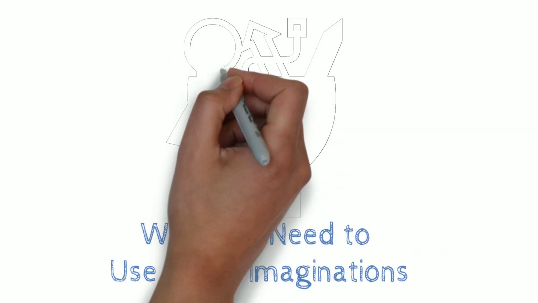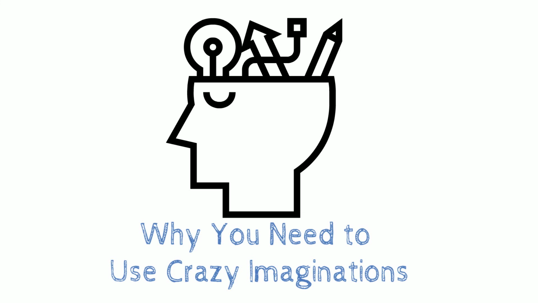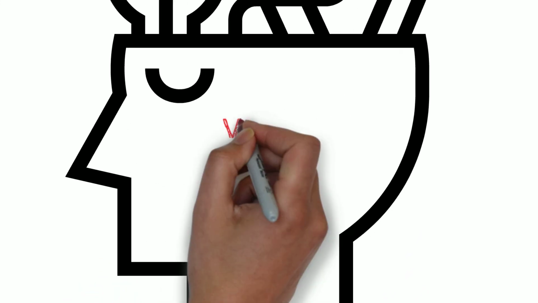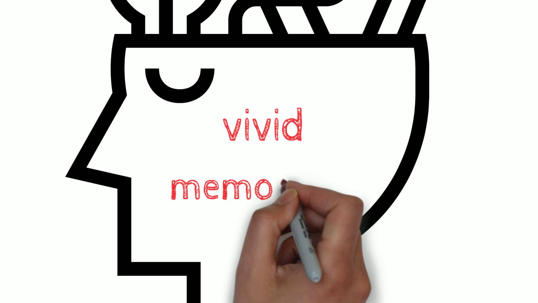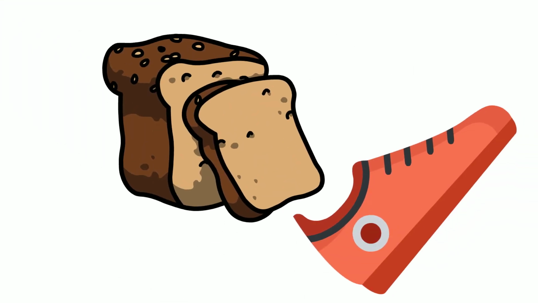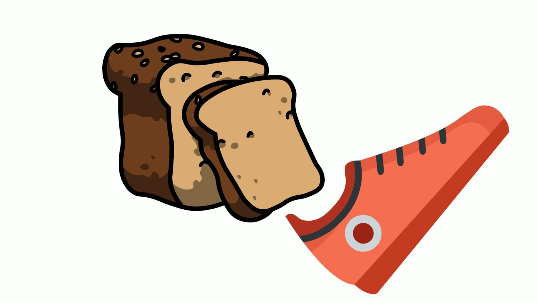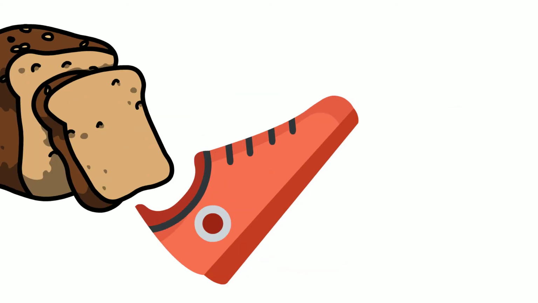So why is it important to use crazy imaginations to memorize information in your mind? Well, it's because crazy imaginations make everything more vivid and memorable. For example, let's use the association between a bread and a shoe. It's hard to forget a shoe eating bread, right? Exactly. When you use normal mental pictures, you soon realize how forgettable things are. If you simply imagine a shoe next to a loaf of bread, you'll find it difficult to remember the association. It's too normal, making it forgettable.